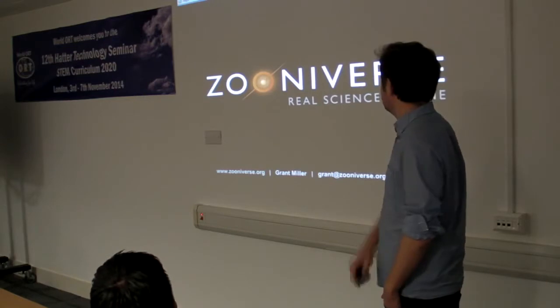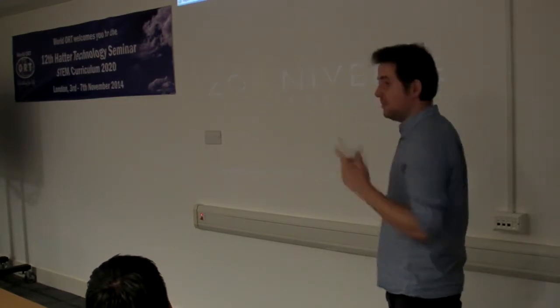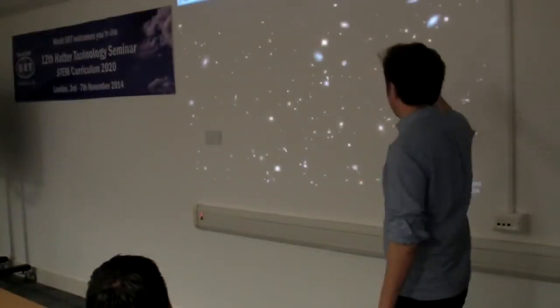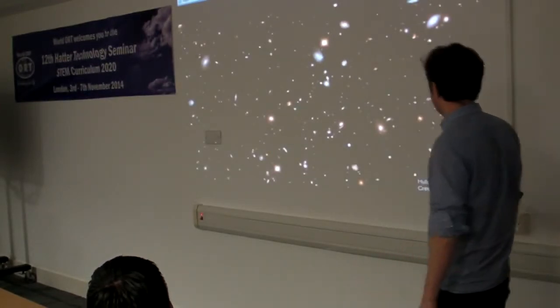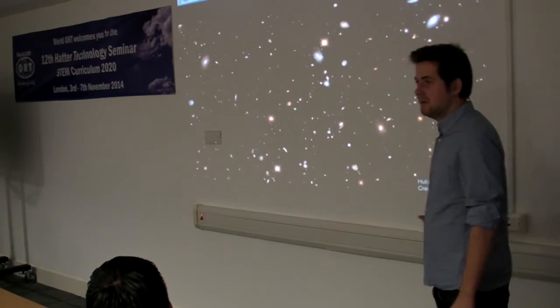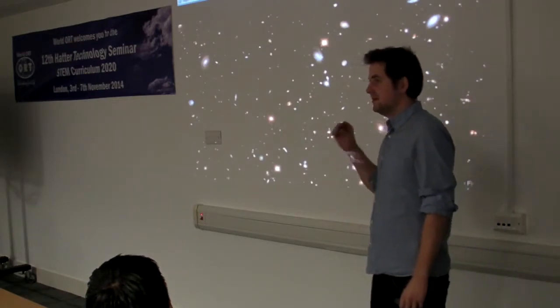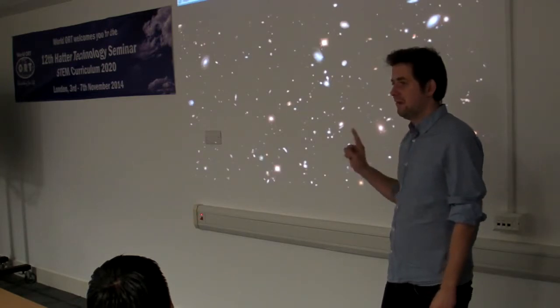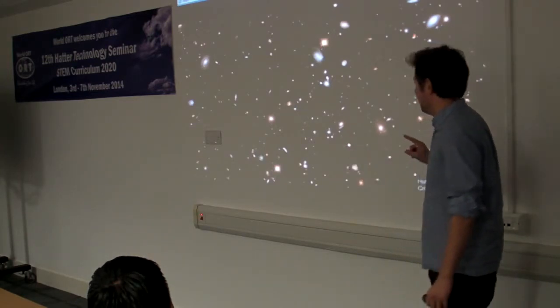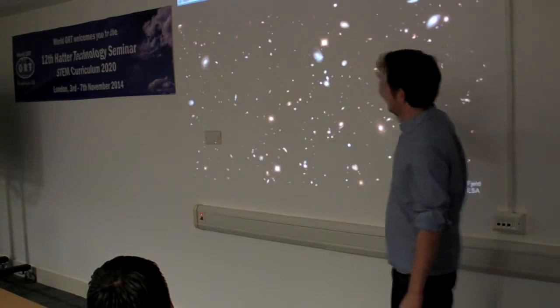So the Zooniverse started with one problem, and that is all of these dots of light. This is a really famous image, the Hubble Ultra Deep Field image. Hubble Space Telescope stared at a really dark space of sky for days and days and days, taking one picture. And when the picture came out, all of these dots were there.